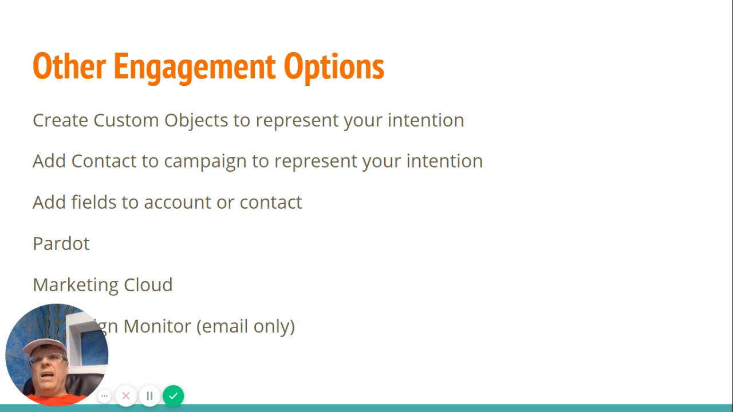You also can use Marketing Cloud, Pardot, or other third-party tools to do these engagements. Marketing Cloud and Pardot have rich syntax and vocabulary about what we're doing with them. If you're interested in email only, you can use Campaign Monitor to capture the engagement plan that you plan for someone who's doing email only. So those are other options.